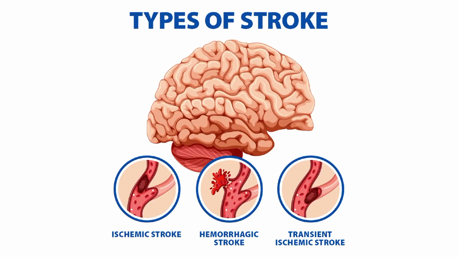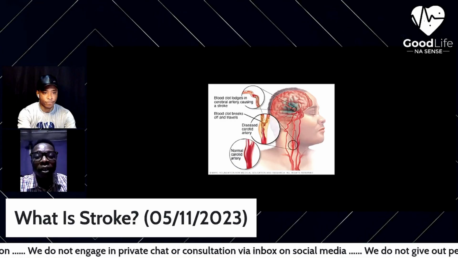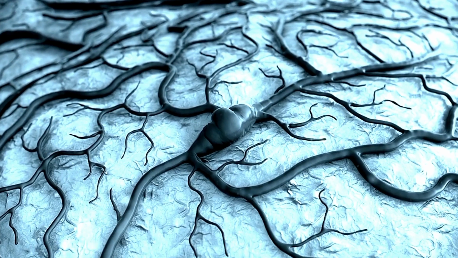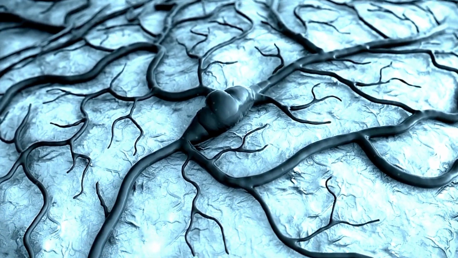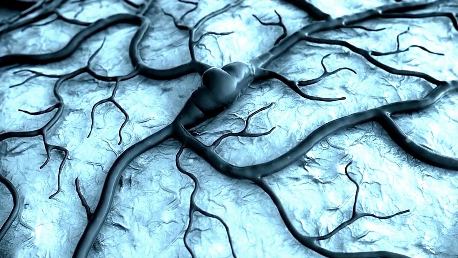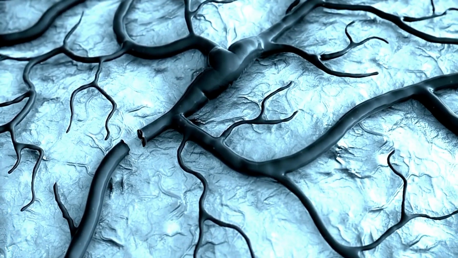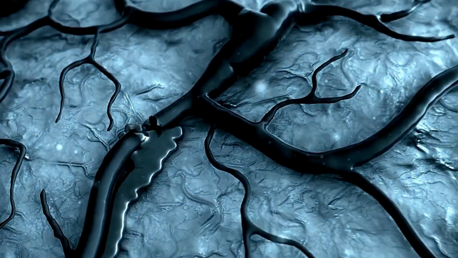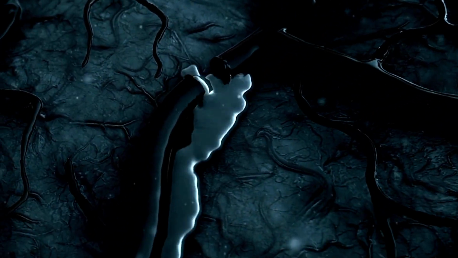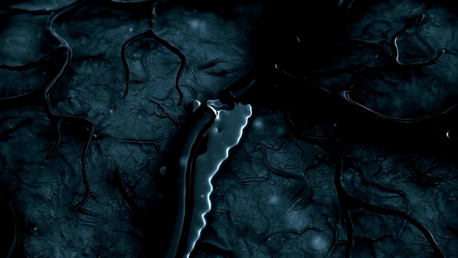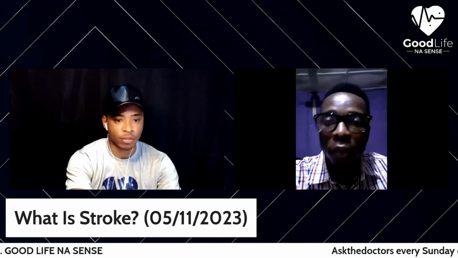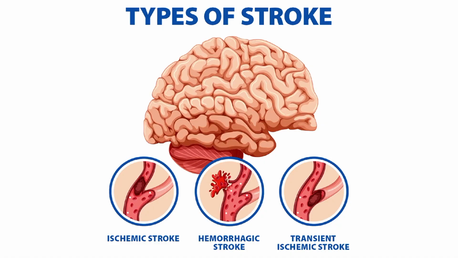Hemorrhagic stroke na the second one. Hemorrhagic stroke mean say the artery wey dey carry blood dey go the brain, when dey inside the brain wey dey carry blood dey go, e can get injury or e can tear or e can burst. So when something like that happen, instead of the blood to dey go that part, e go come dey pour for every part of the brain body. So that one na dey call hemorrhagic stroke.